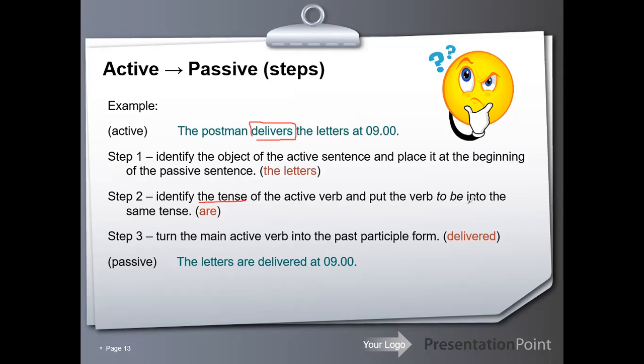And put the verb to be in the same tense. Simple present, ahí está, ya lo identificaron. Ahora, ¿cómo debe ir el verbo to be? Si allá arriba está en simple present, tiene que ir en el mismo tiempo. Present también. Si la oración estuviera en pasado, el verbo to be tendría que ir en pasado. Y así se va a ir moviendo, de acuerdo al tiempo.